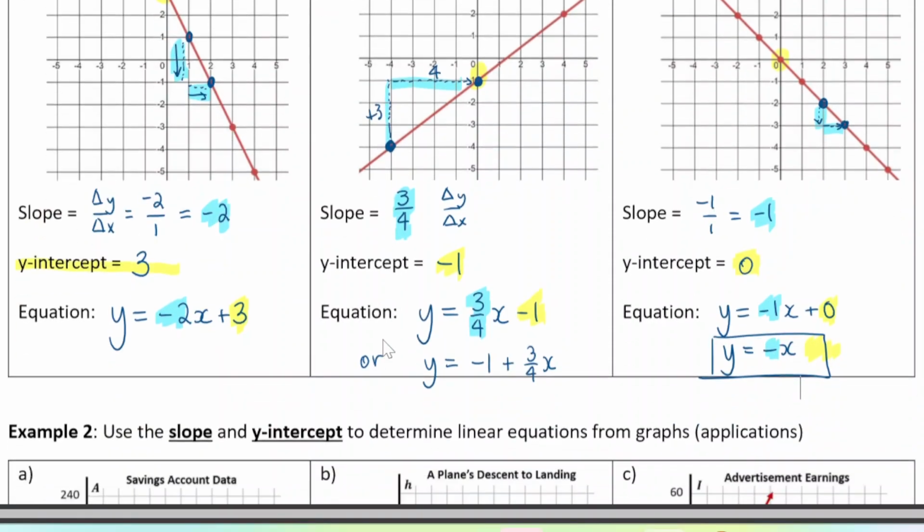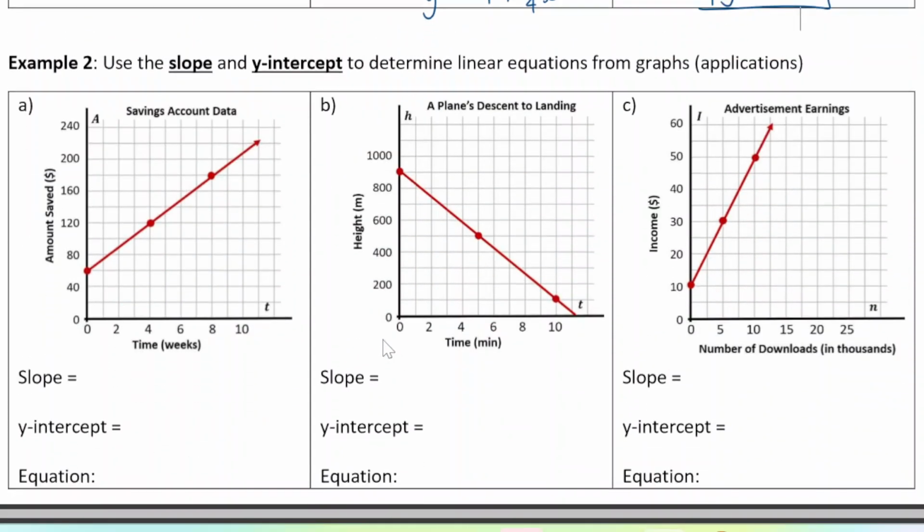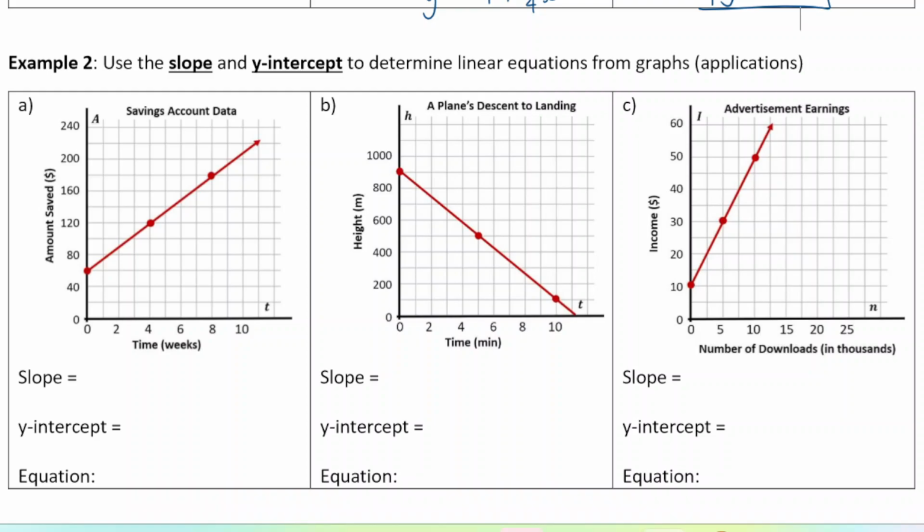All right, let's go to the next question. This time we're going to do ones that are word problems. It's a little bit more challenging to figure out the slopes or the rate of change in these examples, so we need to pay careful attention. Let's do the y-intercept first though.